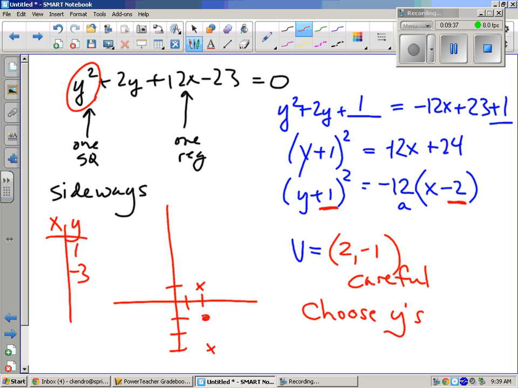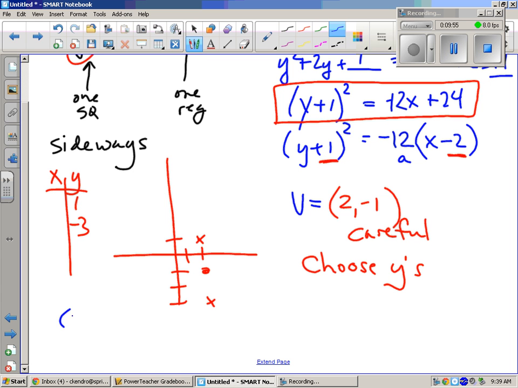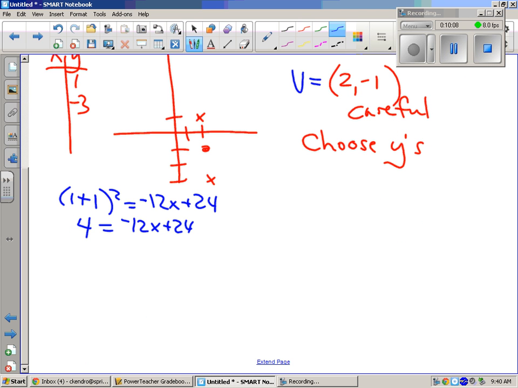So let's try that. So if I put a 1 in for y, let's go back to this formula. You could do either of these two. This one looks pretty easy. So if y equals 1, I get 1 plus 1 squared equals negative 12x plus 24. So I get 2 squared, which is 4, equals negative 12x plus 24. And then I want to subtract 24. So I get negative 20 equals negative 12x.